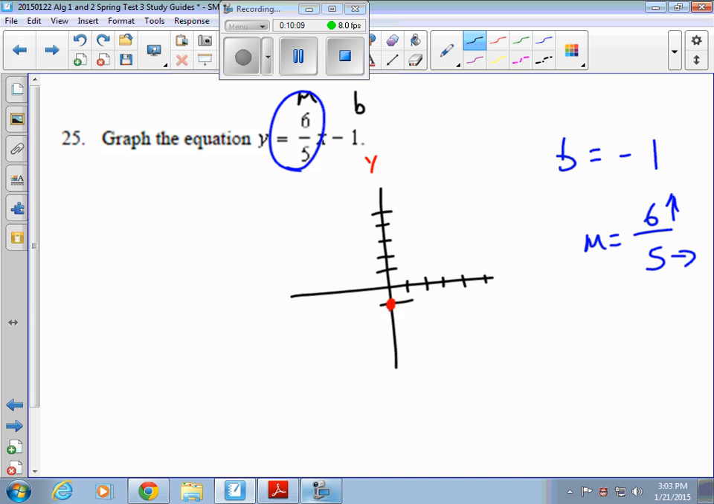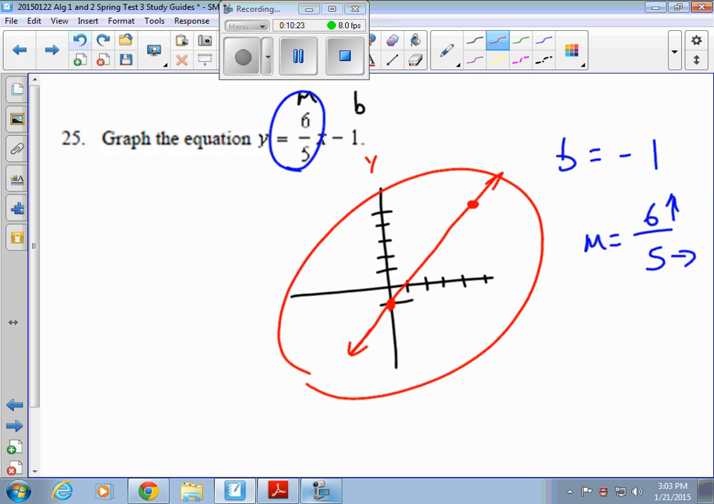Remember, we're just sketching this graph. Up 6 and to the right 5. Your second point will be right there. You have 2 points. Draw yourself, hopefully a little straighter than that one, a straight line through your graph. Y equals 6 over 5 x minus 1. And that's it.